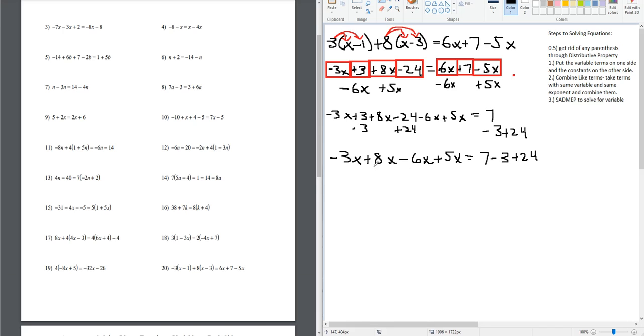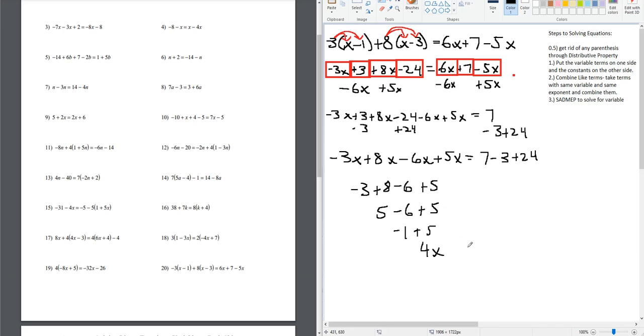Now that I've got that out of the way, are these all like terms? Yes, because they all have the same variable and they all have the same exponent. So I'm just going to combine them. So this is negative 3 plus 8 minus 6 plus 5. I'm just taking the front parts because that's the only thing I'm going to do math with. The x, I can just plop it on later. So negative 3 plus 8 is 5, minus 6 is negative 1, plus 5 is 4.